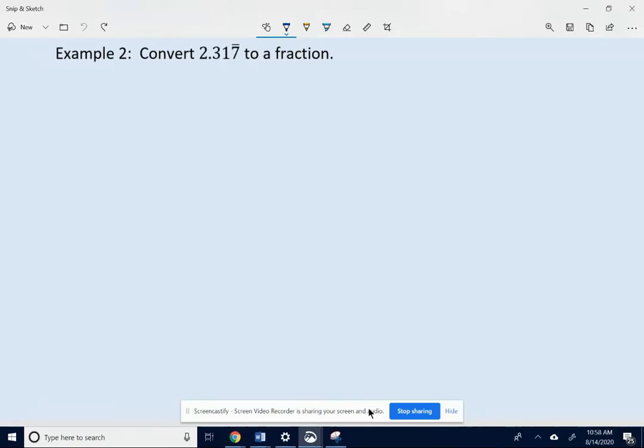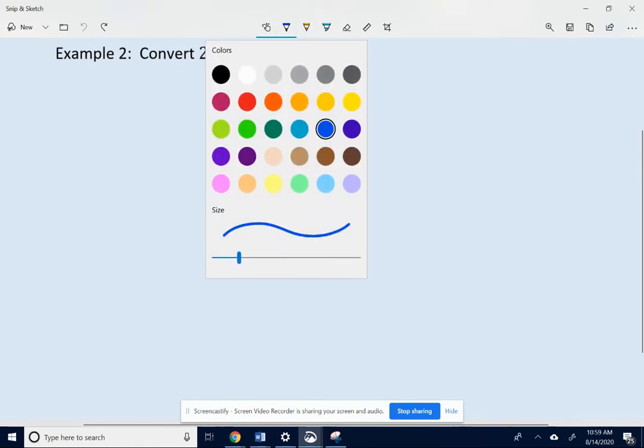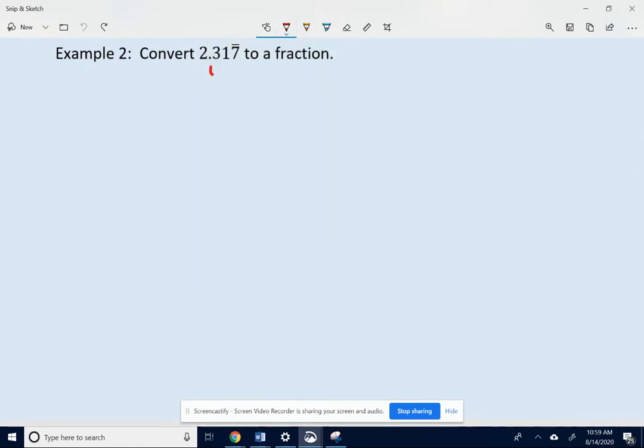Okay, here's a problem that's a little bit different than the other one. We want to convert 2.317 repeating to a fraction. In this problem, we still want to get rid of these two digits in between the decimal point and the repeating block. But on this problem, we're going to have to move the decimal point 2 places to the right to make that happen. So in this problem, we have to multiply by 100 at the beginning.